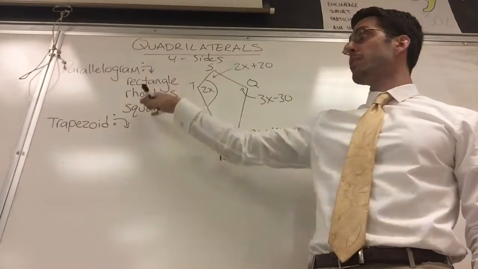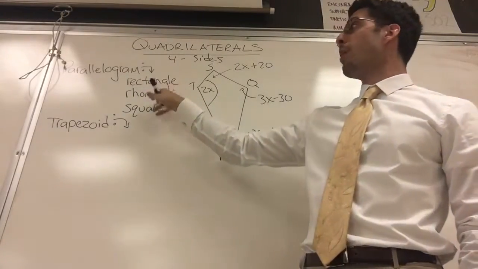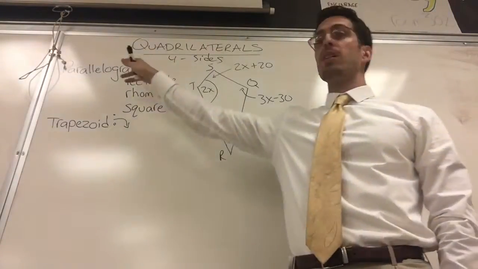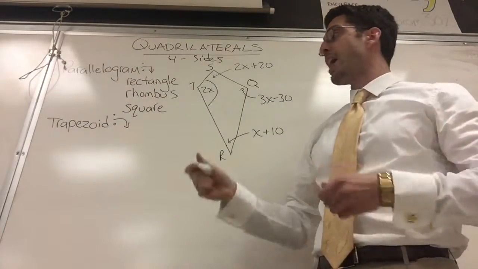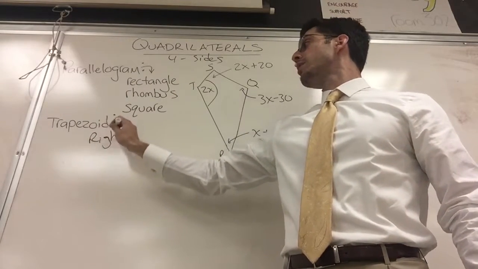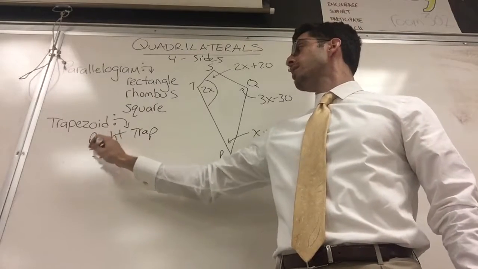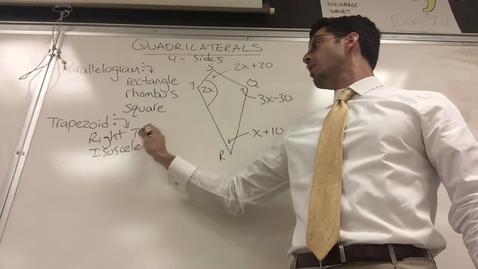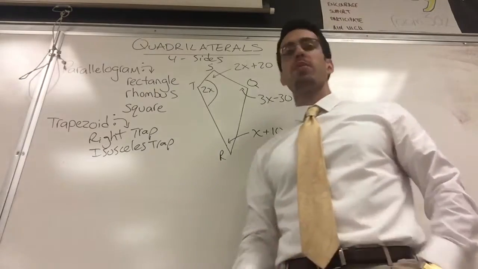These have completely different names. No one's gonna say, hey, this is a rectangle parallelogram, this is a rhombus parallelogram, this is a square parallelogram. They just say these names. But for trapezoid, they actually say trapezoid. They'll call it a right trapezoid or isosceles trapezoid. That's pretty much it.